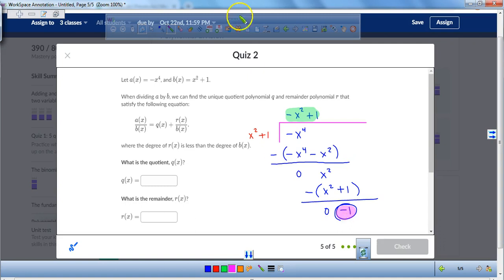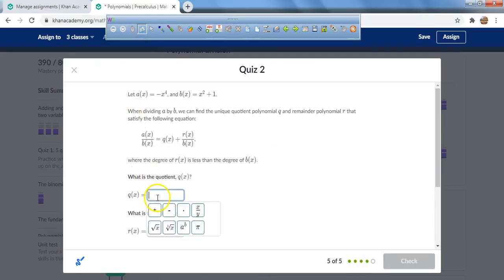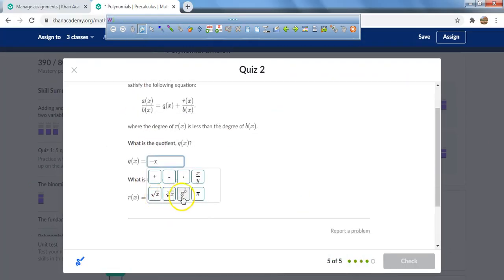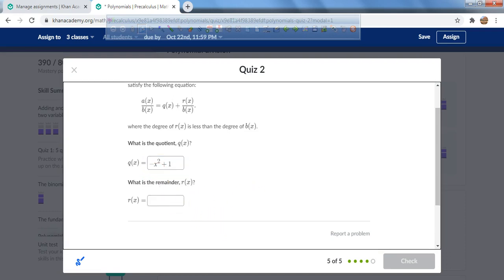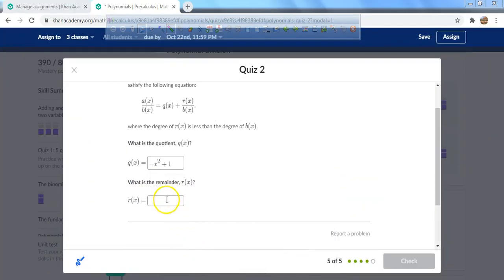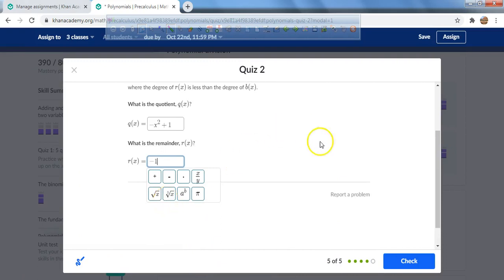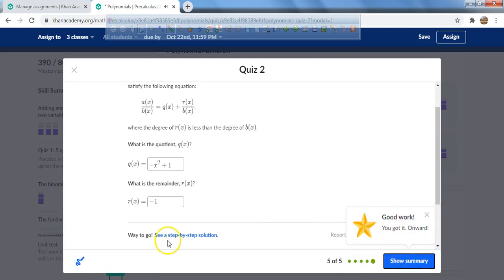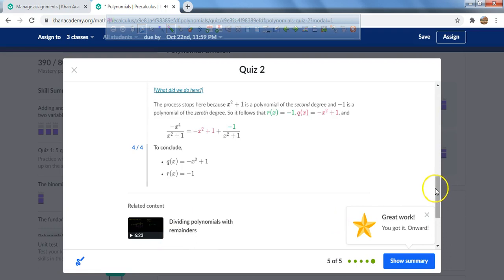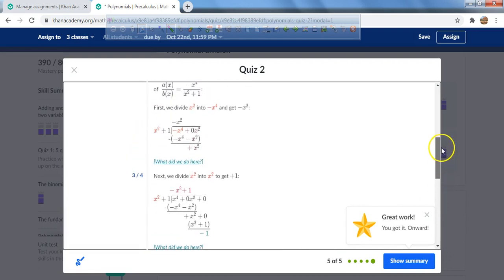All right, so let's see if I get the final one correct. So we got negative x to the power of 2, and I put plus 1. That's my quotient, and I believe my remainder was negative 1. If I get it right, I get it right. If I got it wrong, I'm probably tired from doing all that binomial expansion, but we'll see what happens. I got it right. So the step-by-step solution, and you can see that they did the exact same way.